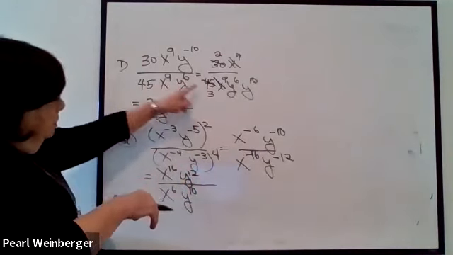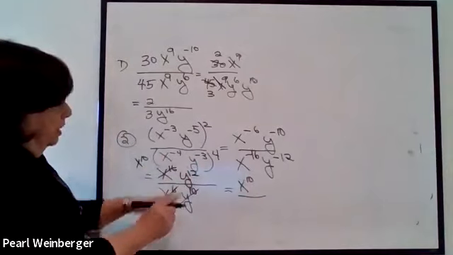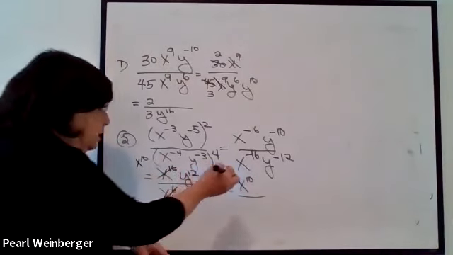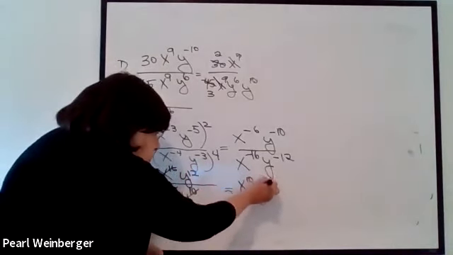Then I go to the y's. Oh, really, I should just leave that line here. There's a y12 and a y10. The lower one is the y10. I cancel it out. 12 minus 10 is 2. That gives me y2.